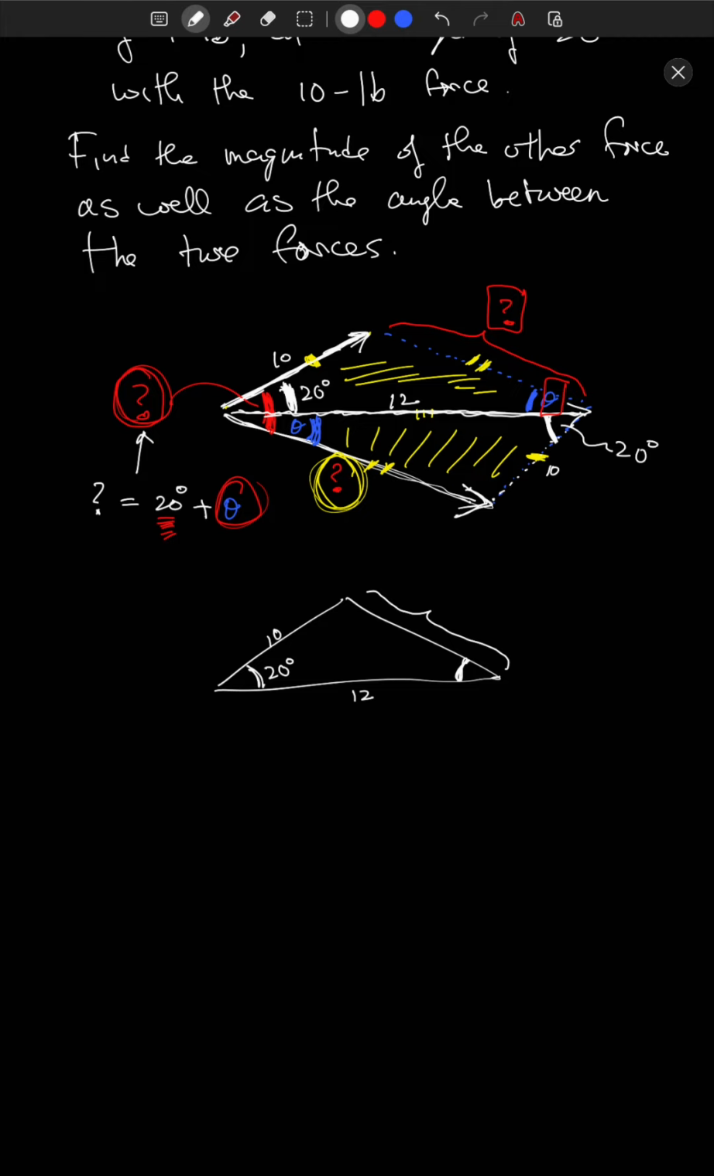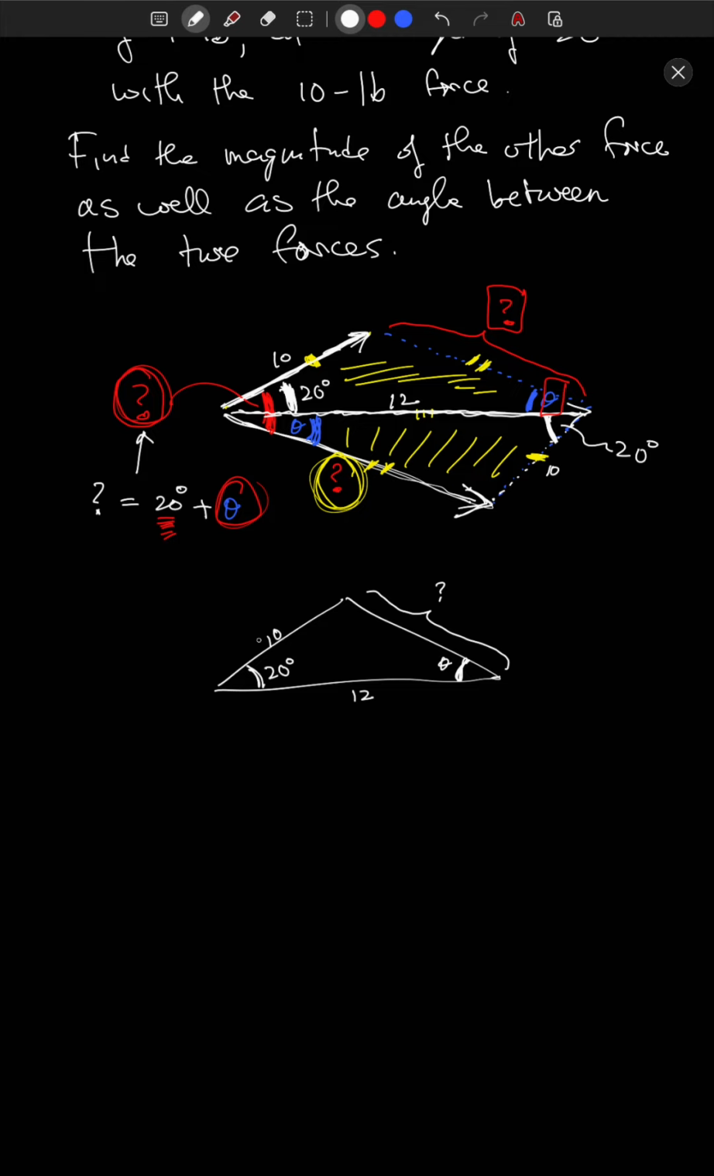Well, we have a triangle. We have 3 bits of information, this side, this angle, and this side, right? So this is exactly the kind of situation where we can use the law of cosines or the law of sines to solve the problem. 3 bits of information is exactly the setup for those law of sine and cosine problems.